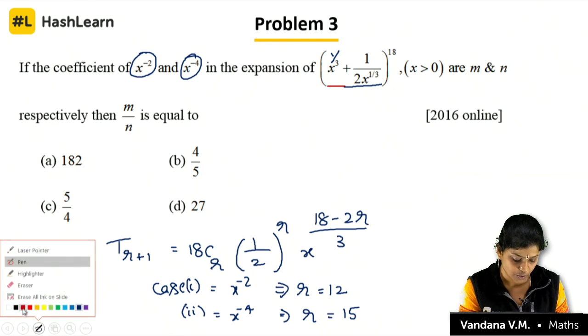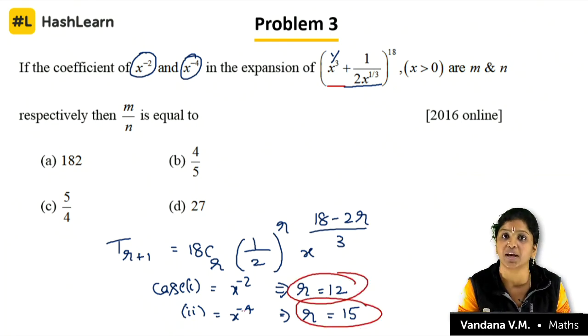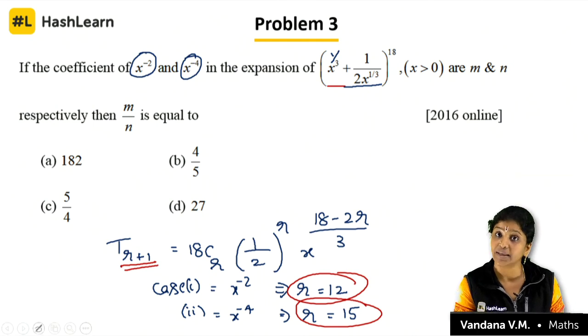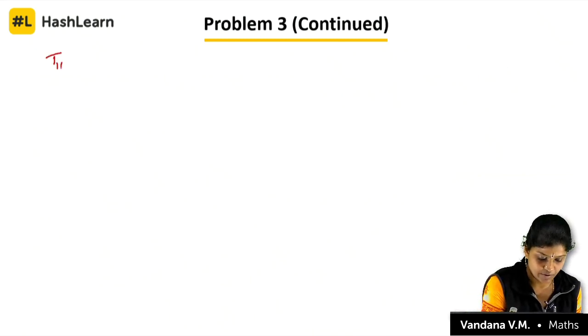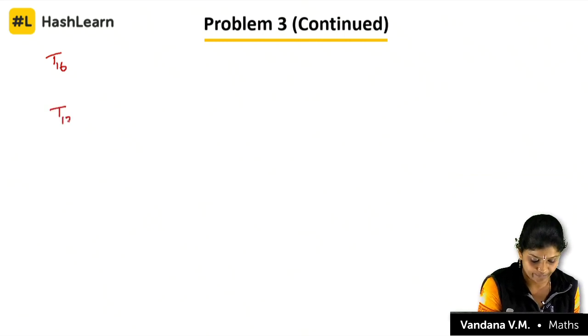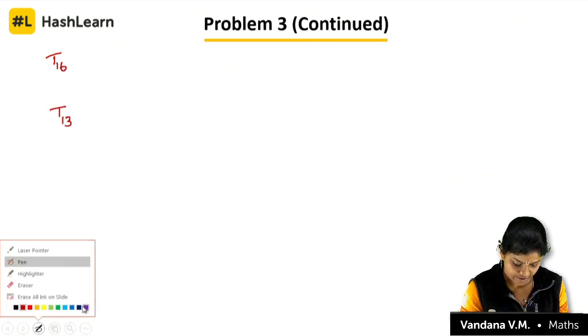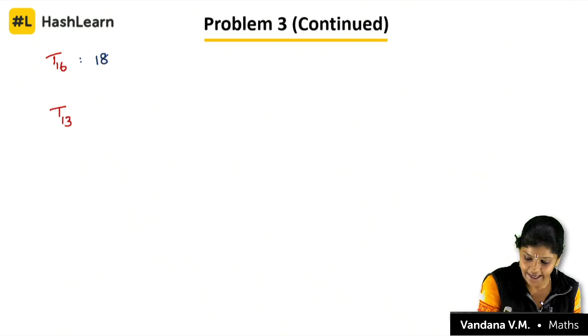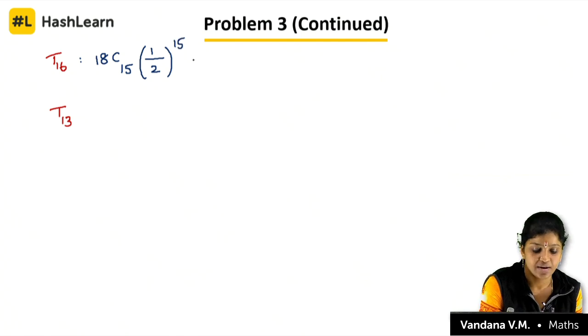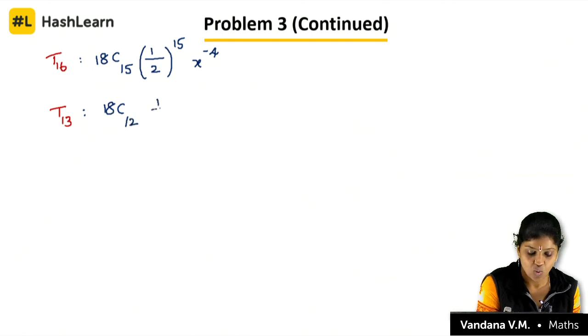Now you substitute these values 12 and 15 in the given term. So T13 and T16 I will get. T16, r value I knew, that is 15. So 18C15, 1 by 2 whole power 15, x power minus 4. Next one is 18C12, 1 by 2 whole power 12, x power minus 2.